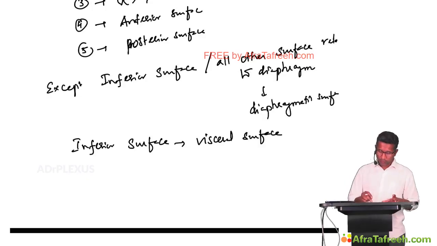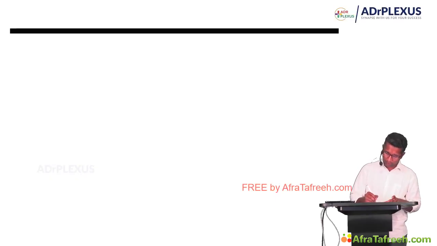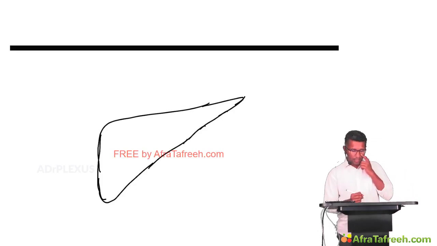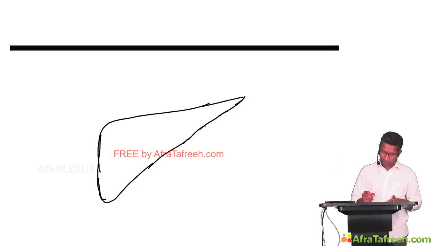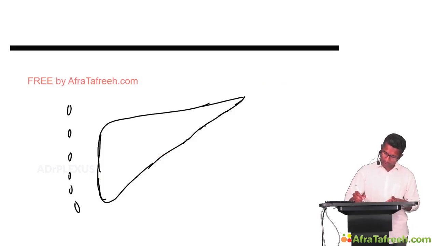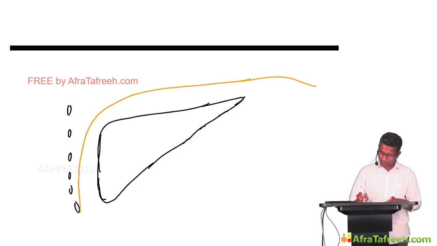If you see the liver, as you have seen, it is located mainly in the right hypochondriac region. It is also extending across the epigastric and the left hypochondriac region. You have the ribs on the sides. The ribs, the lungs and the pleura are all separated by this covering, which is nothing but the diaphragm.